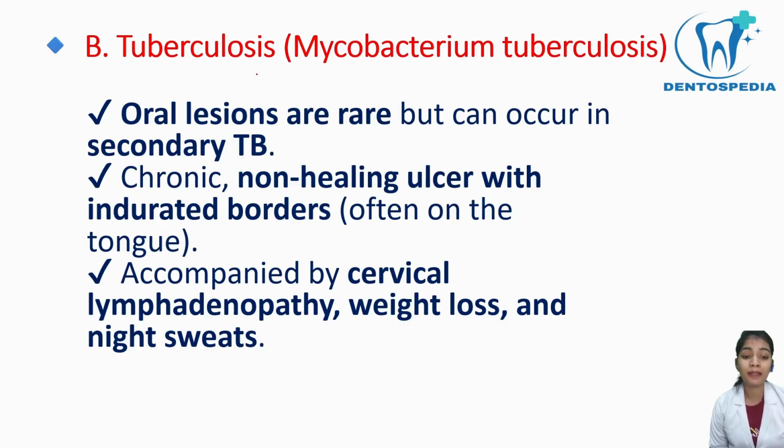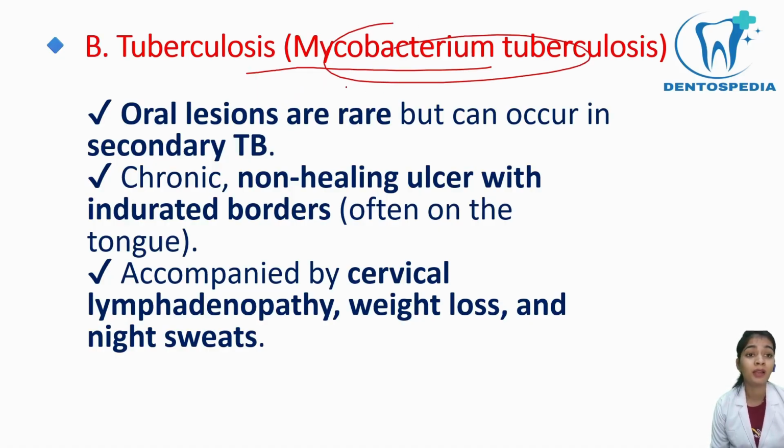Now next is Mycobacterium tuberculosis. Tuberculosis is a chronic infectious disease caused by Mycobacterium tuberculosis. It mainly affects the lung, but it can also involve oral tissue, especially in patients with active or secondary TB. Oral lesions are rare but can occur in secondary TB.